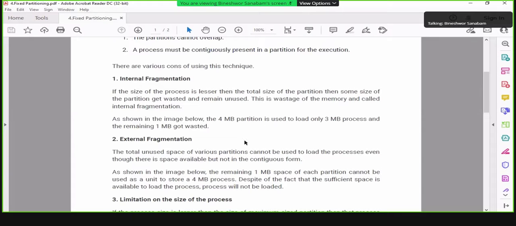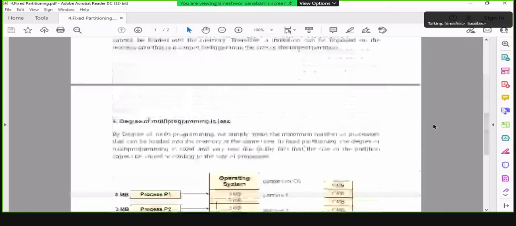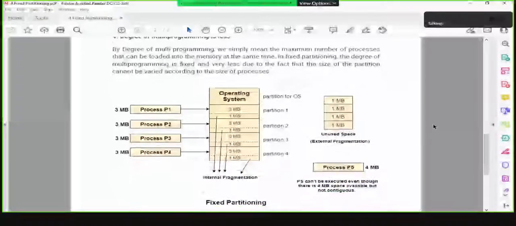Then we have external fragmentation. The total unused space across various partitions cannot be used to load processes, even though there is space available, because the spaces are not in a contiguous or sequential form. Let me go to the diagram first and we'll come back here.